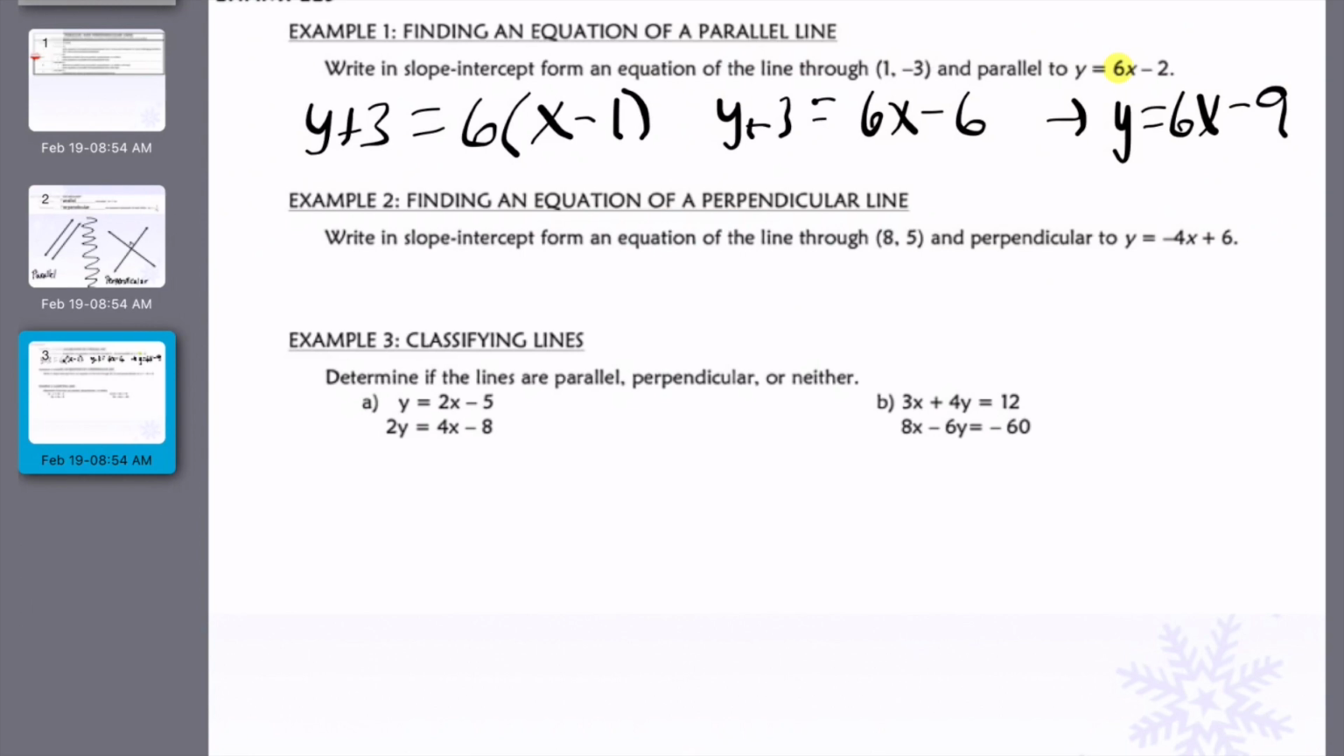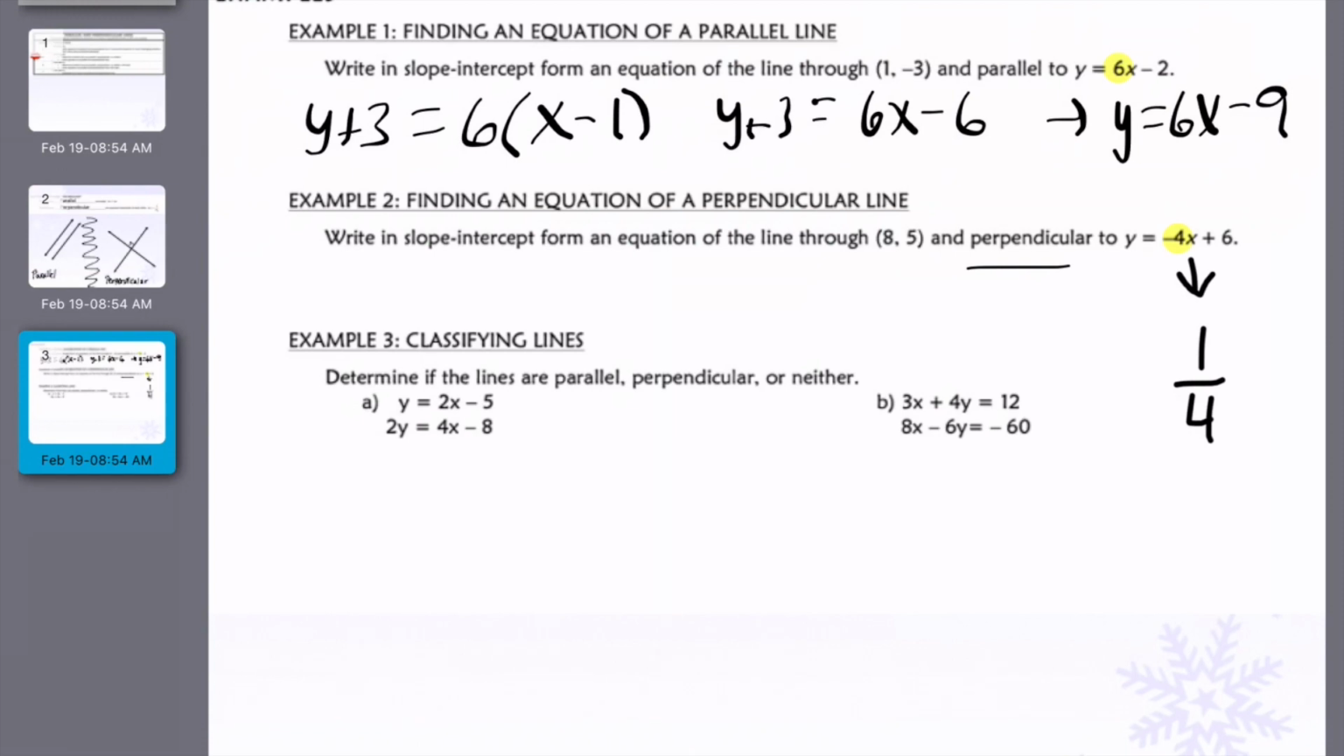Now let's try this with writing a perpendicular line. So I need to write in slope-intercept form an equation of the line that goes through the point (8, 5) and is perpendicular to y equals negative 4x plus 6. Well, if it's going to be perpendicular, that means I need to look at my slope and make it the opposite reciprocal. The opposite reciprocal of negative 4 is going to be positive 1/4.